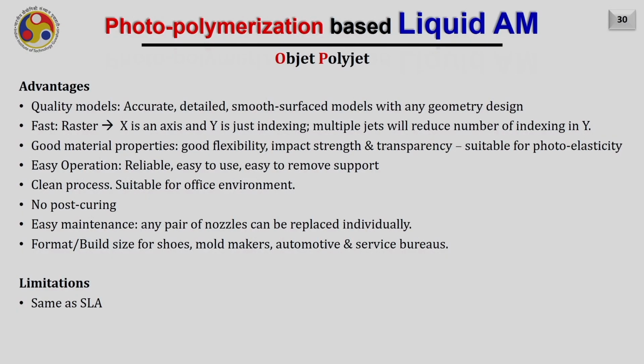So some advantages of the process are listed here. You can really produce quality models, accurate, detailed, smooth surface models with any geometry design. Also, it is quite fast because it uses the raster technology. X is an axis and of course Y is just indexing, because in the direction of Y you have to just index it. If there are 8 heads available, the material will not be deposited in a line, it will be deposited in a rectangle, and then next time you have to just position the head at a distance which has already been occupied by the 8 nozzles.